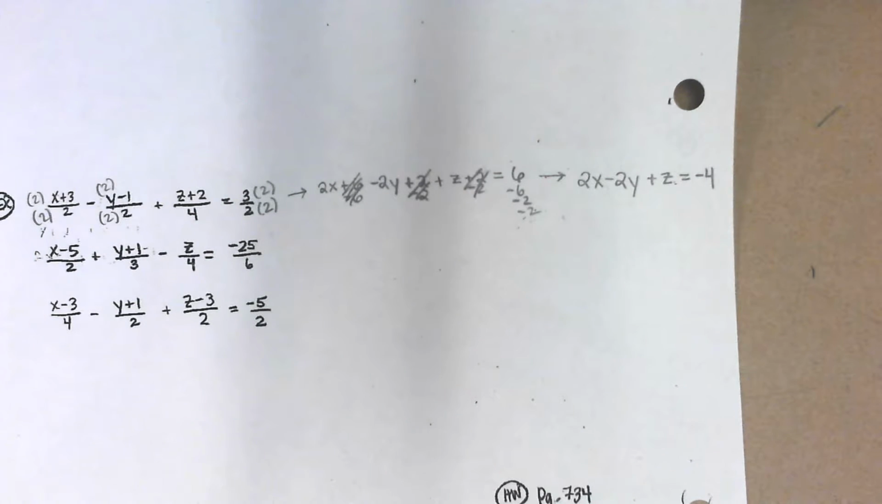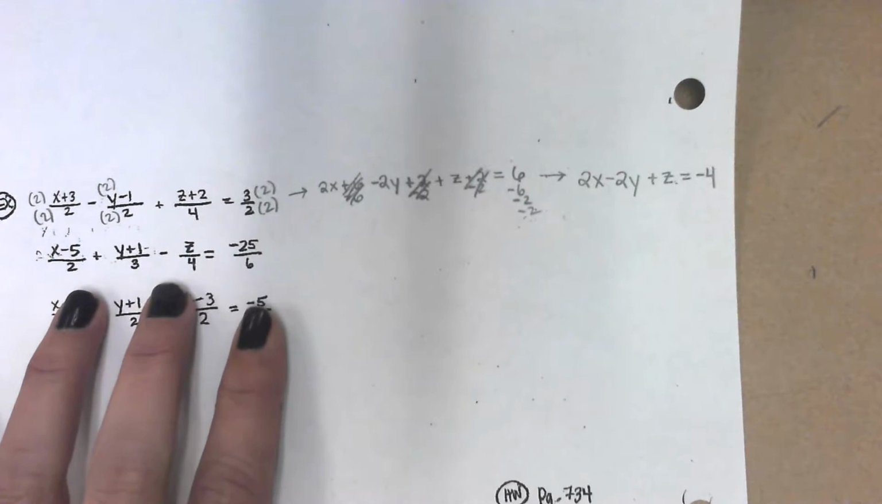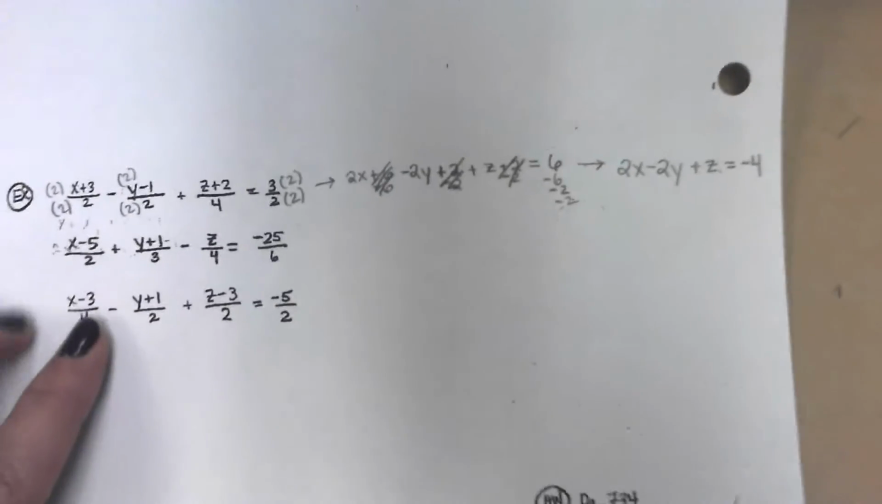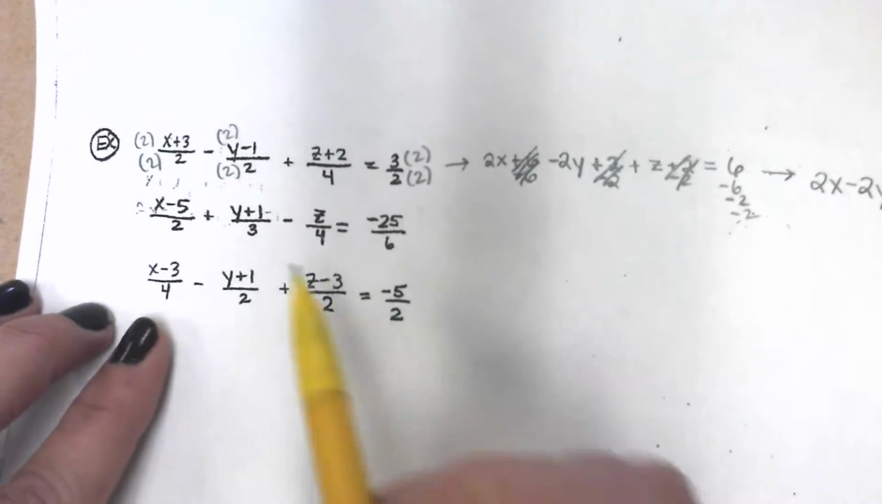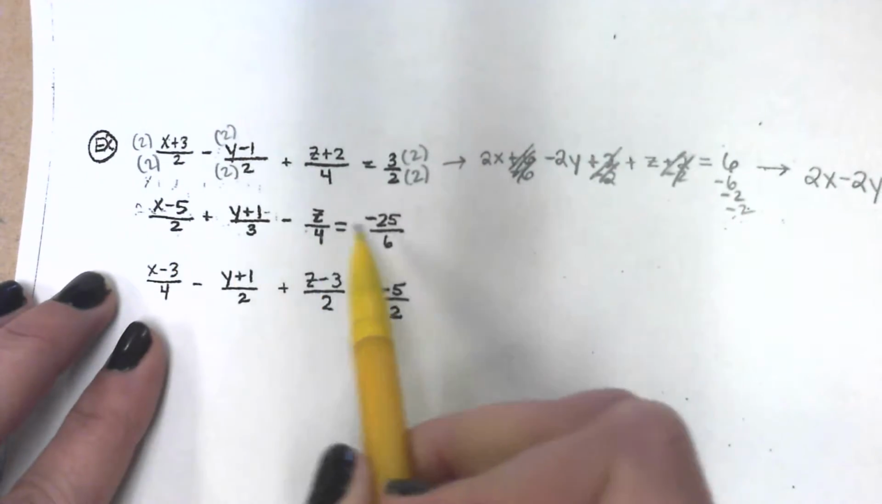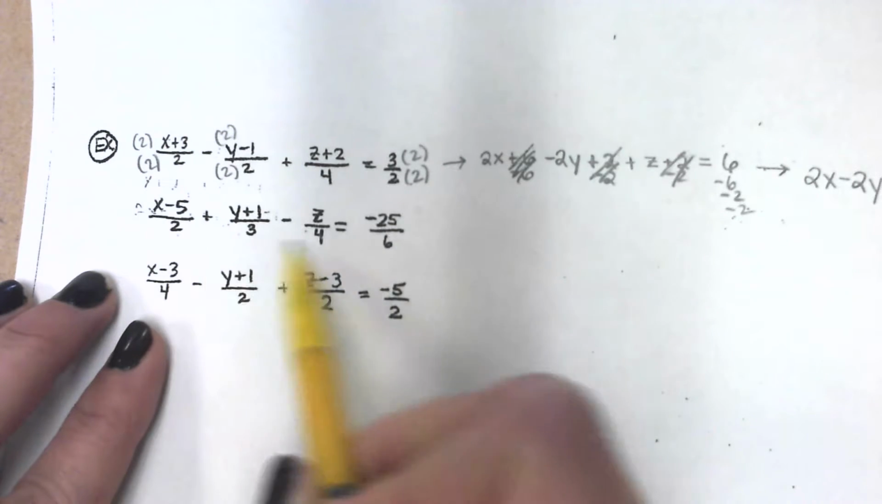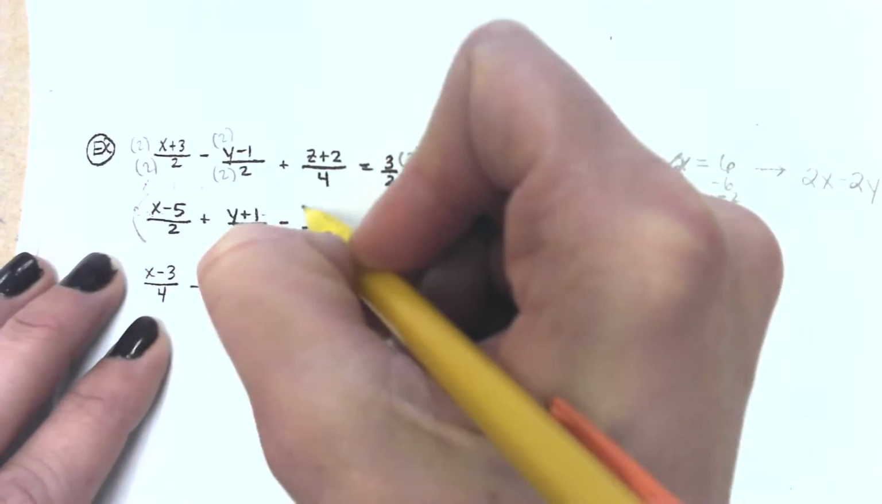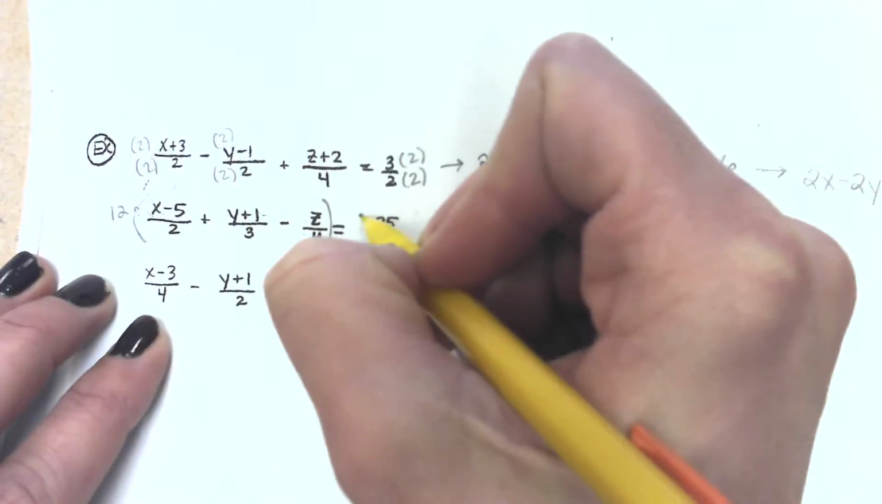Because this is the preliminary work before we can even start the system stuff that we already know how to do. So in the second one, I'll essentially do the same thing using a little bit of a different technique. I'll use the clearing fractions technique. So if you have 2, 3, 4, and 6, what's the least common denominator of those? 12. So I will kind of right away multiply both sides by 12.